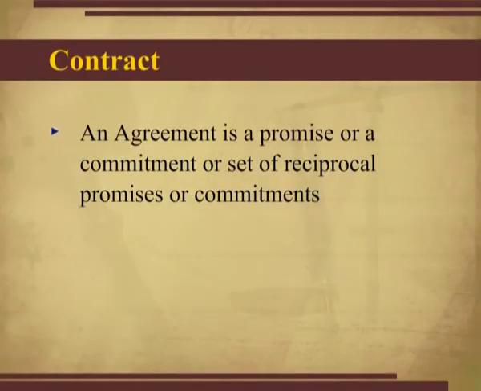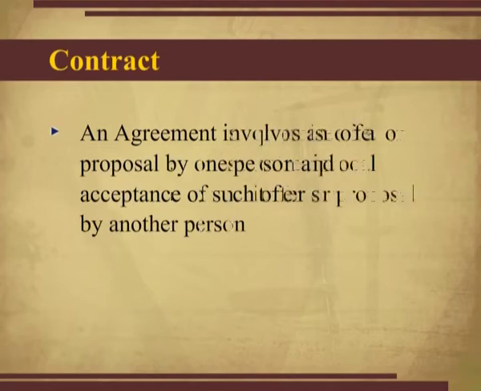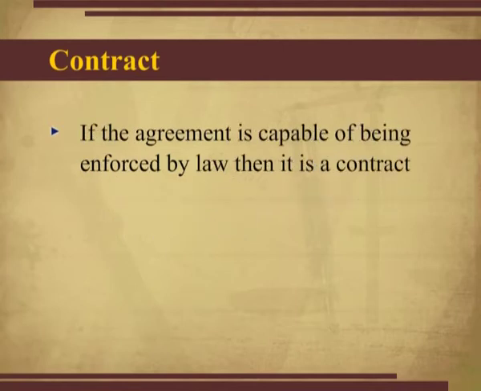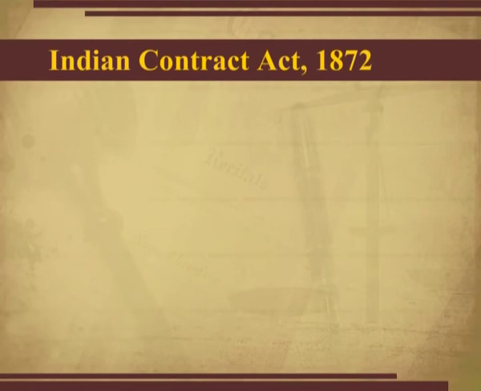The observation given would raise a question in our minds as to what is the exact meaning of the words agreement and contracts. An agreement is a promise or a commitment or a set of reciprocal promises or commitments. An agreement involves an offer or proposal by one person, an acceptance of such offer or proposal by another person. If the agreement is capable of being enforced by law, then it becomes a contract. Now, let us study the definitions as per the Indian Contract Act.